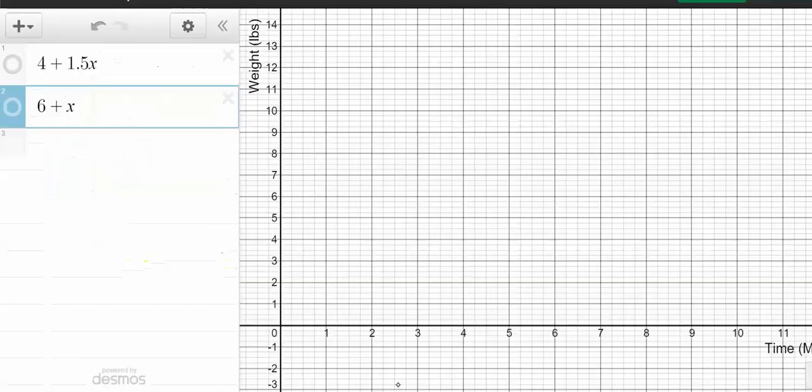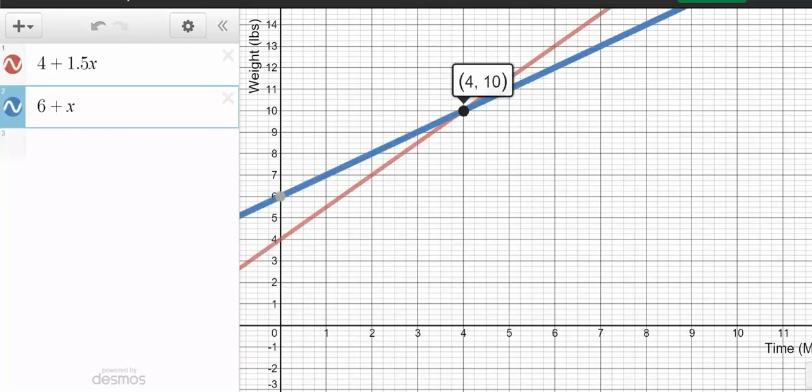Well, I have something set up here for you. So I plugged in the 2 equations already. I have 4 plus 1.5x, and I have 6 plus x. You can see that in Desmos, I'm comparing time in months to weight in pounds, and I have an ordered pair (4, 10). We interpret that as after 4 months, both alligators weigh 10 pounds. So that's how we would answer the question.